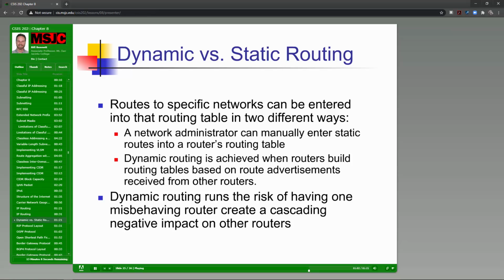Dynamic routing runs the risk of having one misbehaving router create a cascading negative impact on other routers. So if it has incorrect information that it's advertising out to other routers, then obviously that's going to be problematic as they pass that information along down the road to other routers within the network.